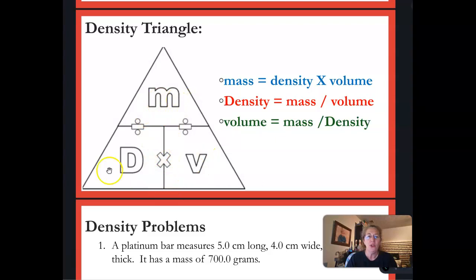So when you're using the triangle, keep that in mind: mass divided by density equals volume. Mass divided by volume equals density. If you want to find the mass, you have to take density times volume. You're going to see these triangles throughout the years we use them, but you can also derive the formula.